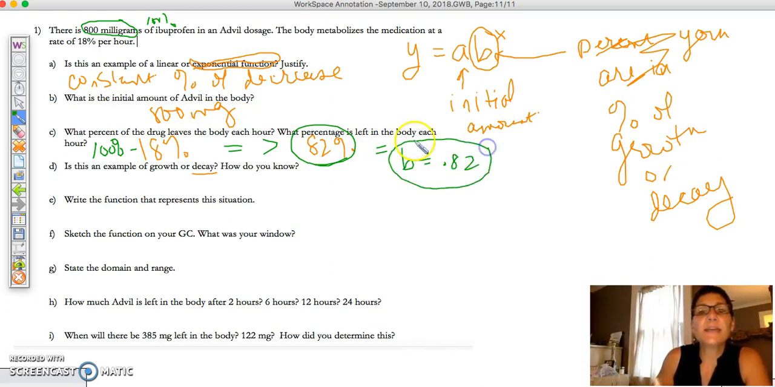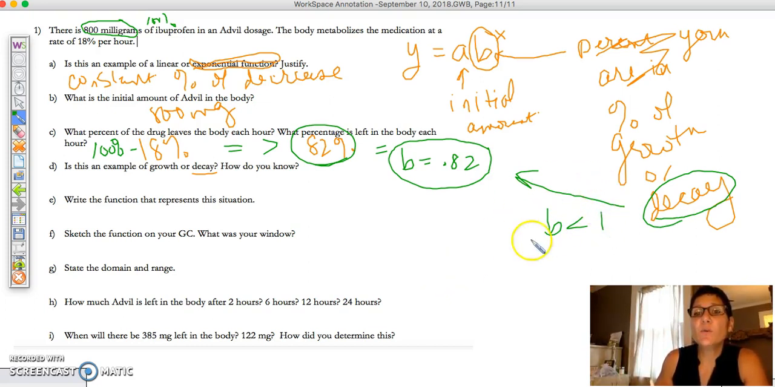Now remember what I said. If you are decaying, that tells you that b has to be less than 1. If you're growing, b should be greater than 1. And if b equals 1, it's not growing at all. Think about that: if you multiply something by 1, it's not changing.